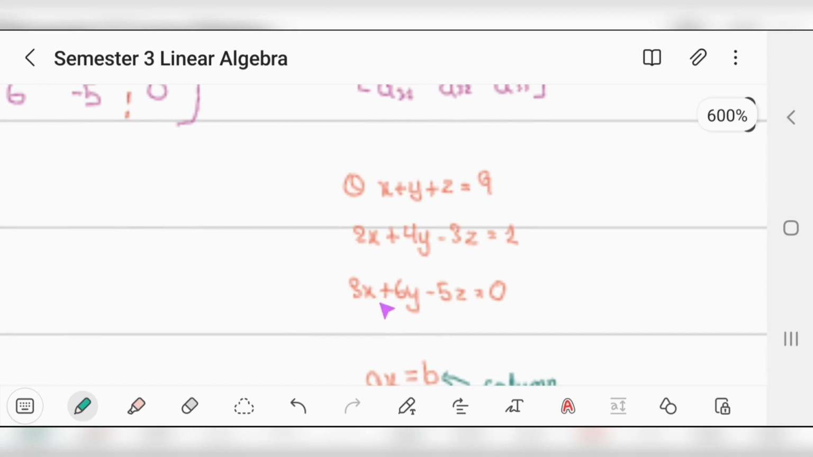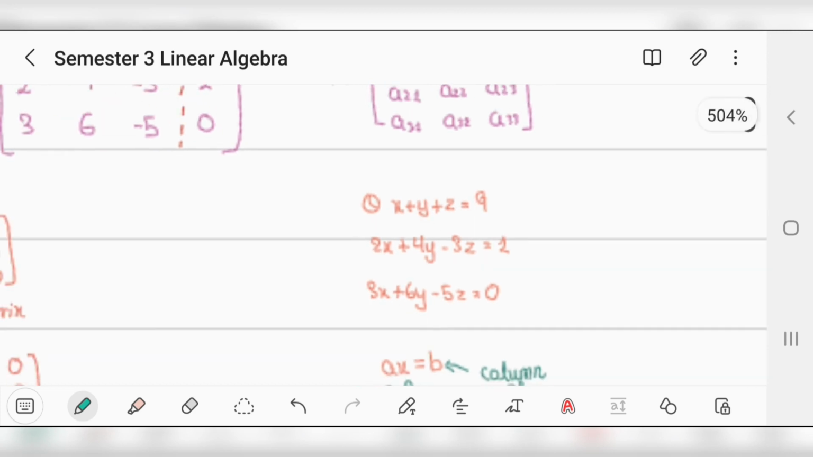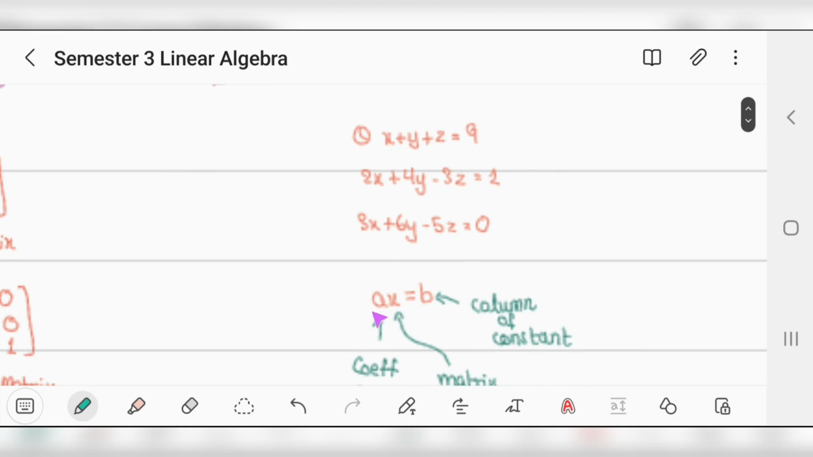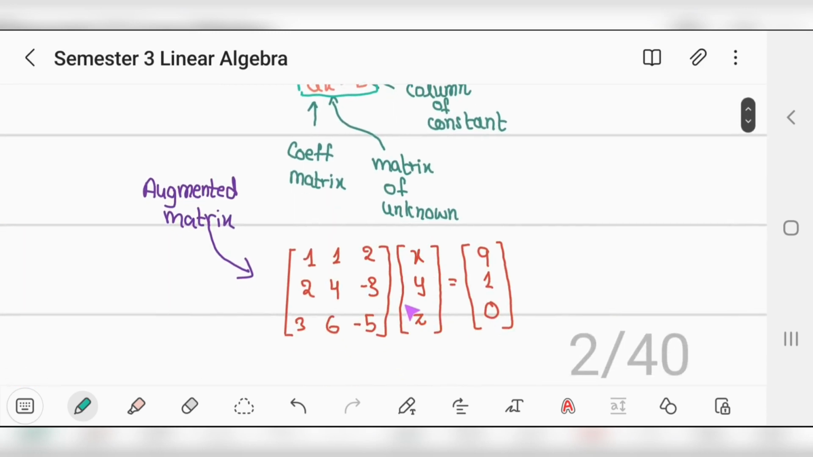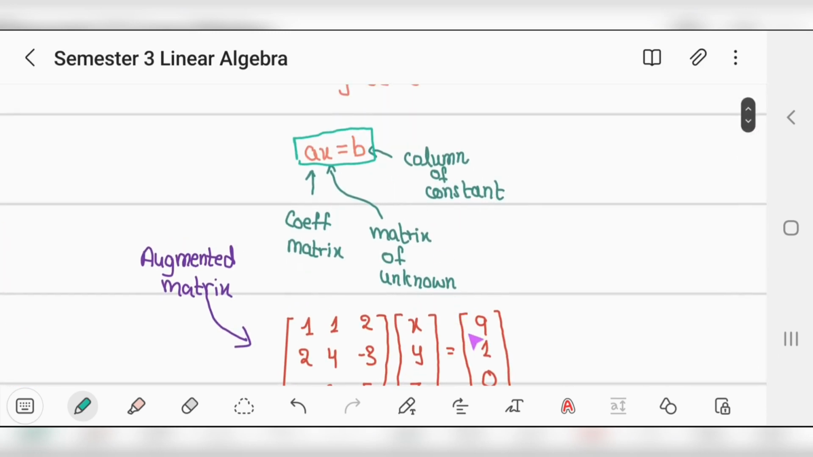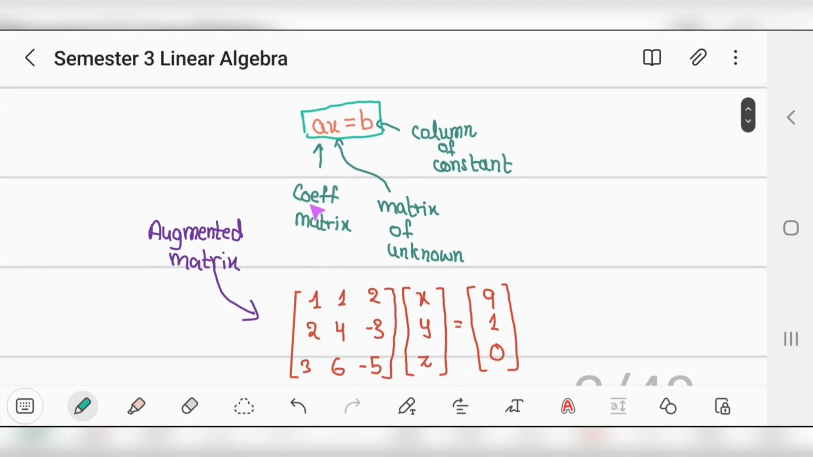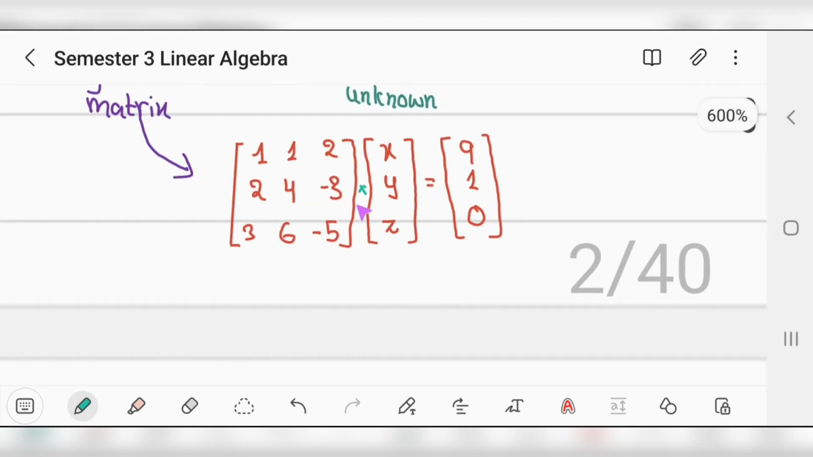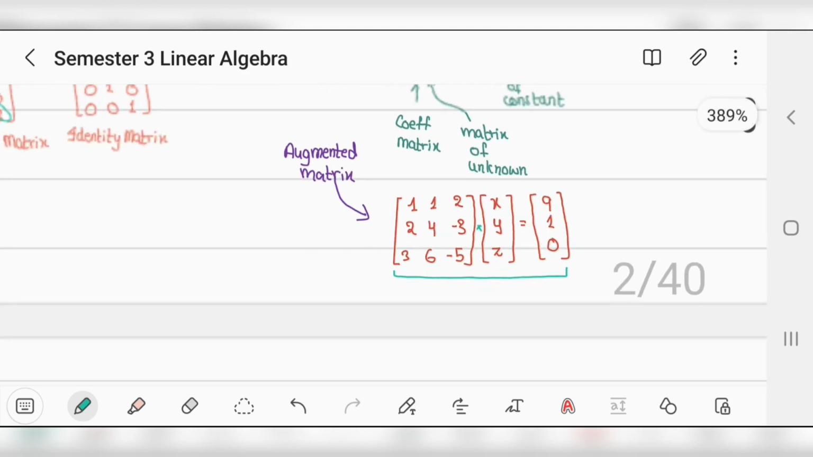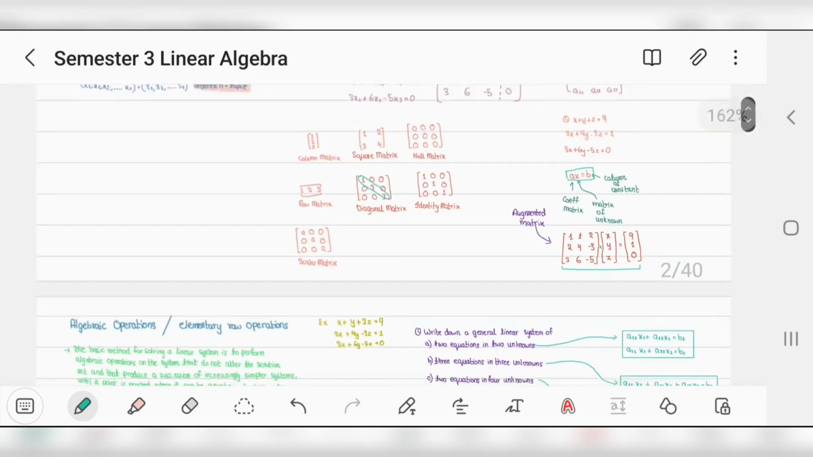Supposing that we have this equation and we need to convert this into the form of a matrix. First of all, we always try to write it in this form: A is the coefficient matrix, x is a matrix of unknowns, and B is a column of constants. You can see here that these are multiplied, right? So if you multiply, then x, y, z. So this is the standard way of writing it down, and this is the augmented matrix.